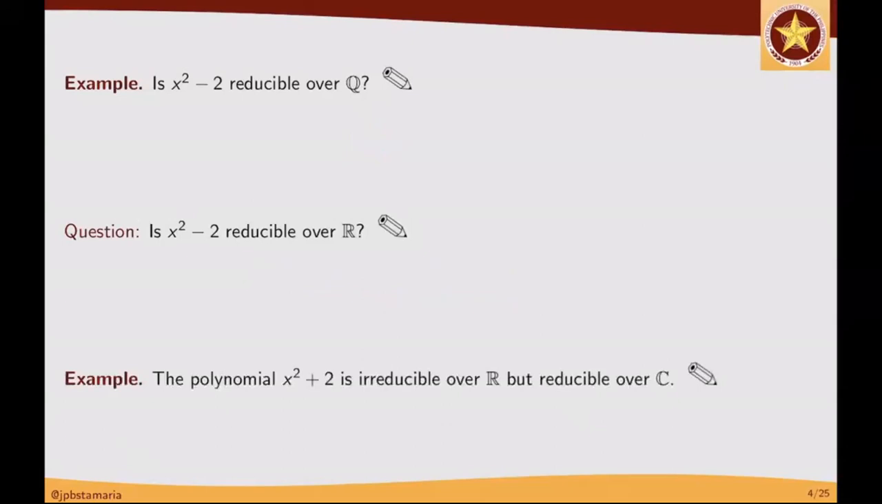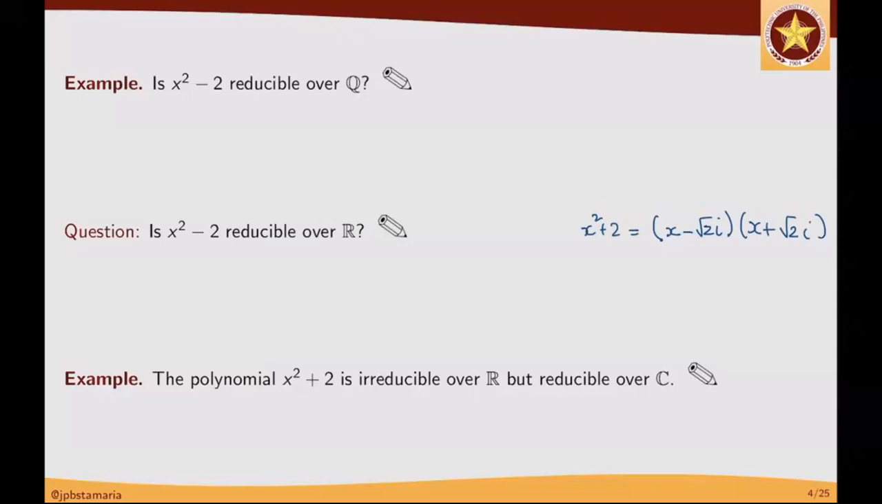Itong polynomial na to, yung x squared plus 2, we know that it is irreducible over R, but reducible over C. No? In fact, yung x squared plus 2, huwag na natin isa-isa. Ito ay X minus square root of 2i, x plus square root of 2i if I do it correctly. Tama ba ako? Yeah. This is a correct factorization. So, na-reduce natin siya sa C, but it is not possible to reduce it over R. How do you show that?